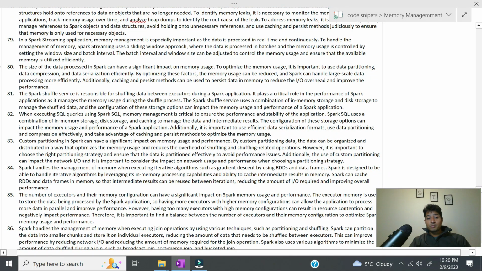How is memory used in a Spark streaming application? In a Spark streaming application, memory management is especially important as data is processed in real time and continuously. To handle memory management, Spark streaming uses a sliding window approach, where the data is processed in batches and memory usage is controlled by setting the window size and batch interval, right?